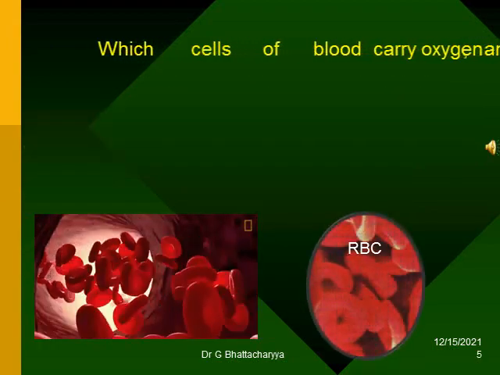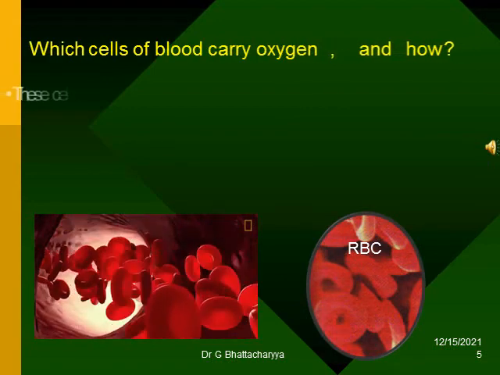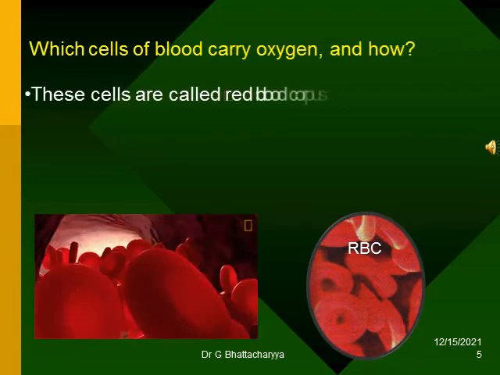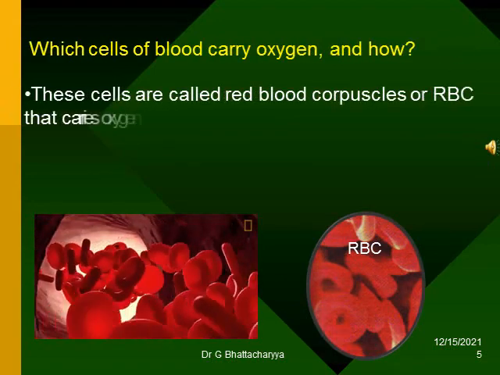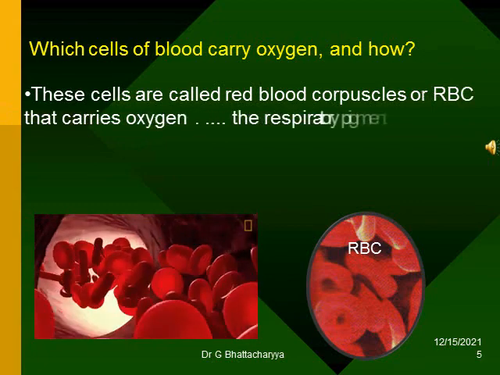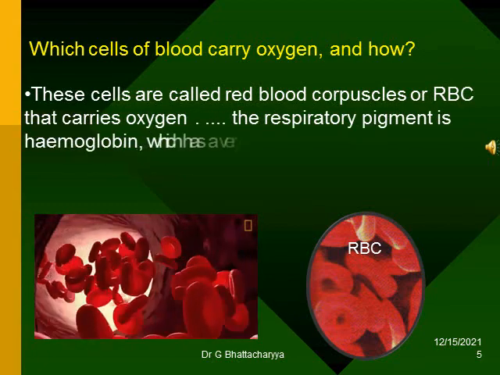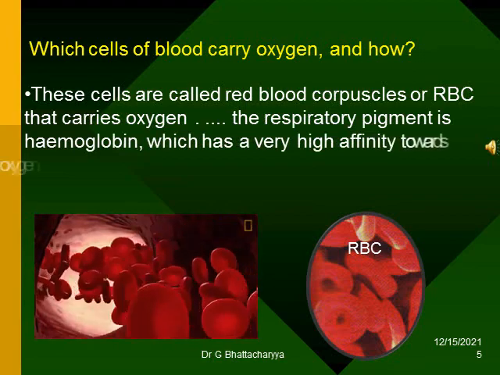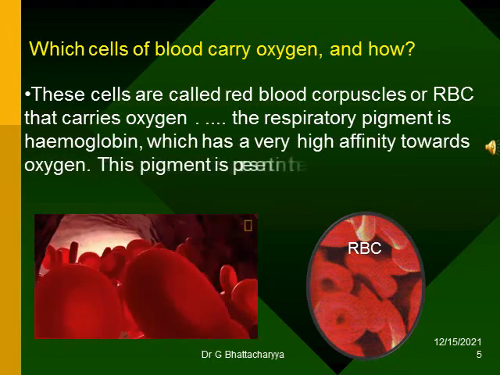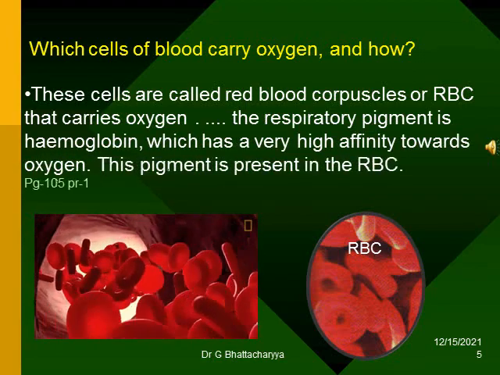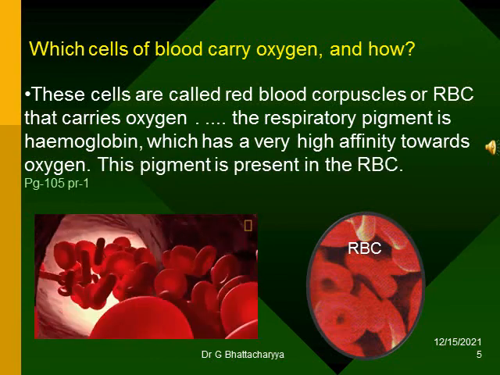Which cells of blood carry oxygen and how? These cells are called red blood corpuscles or RBC that carry oxygen. The respiratory pigment is hemoglobin, which has a very high affinity towards oxygen. This pigment is present in the RBC.